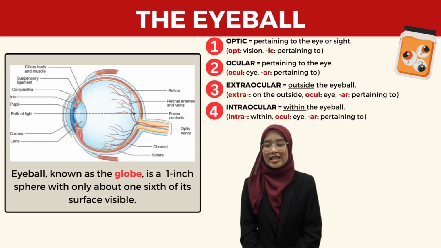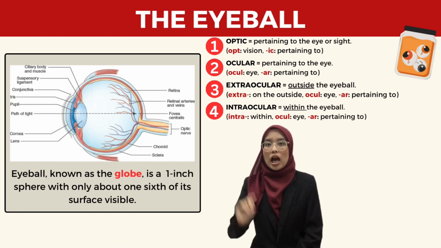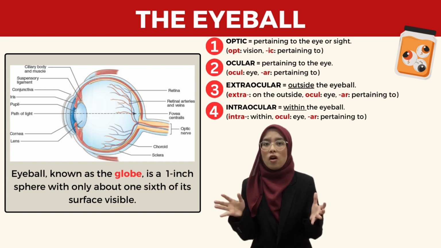Thank you, Nur Azlan. For my part, I will be explaining the anatomy and physiology of the eyeballs in detail. As you can see, the picture right here shows the structures of the eyeball. The eyeball, also known as the globe, is a 1-inch sphere with only about 1/6 of its surface visible.